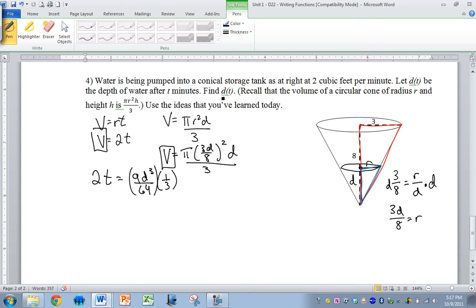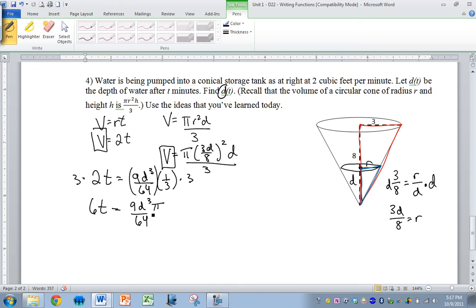If I look at my function here, I'm trying to find d of t. So remember, since I'm finding d of t, I'm going to be solving this for d. Whatever is on the outside here, that's what I'm going to solve for. That's the one I'm going to isolate, because the function is going to be in terms of t. So I'm going to make my life easy. I'm not going to multiply 3 times 64, so I'm not going to need to use a calculator. So I have 3 times 2 on this side, so I'm going to get 6t equals 9 times d cubed. Oops, I forgot my pi. Pi over 64.